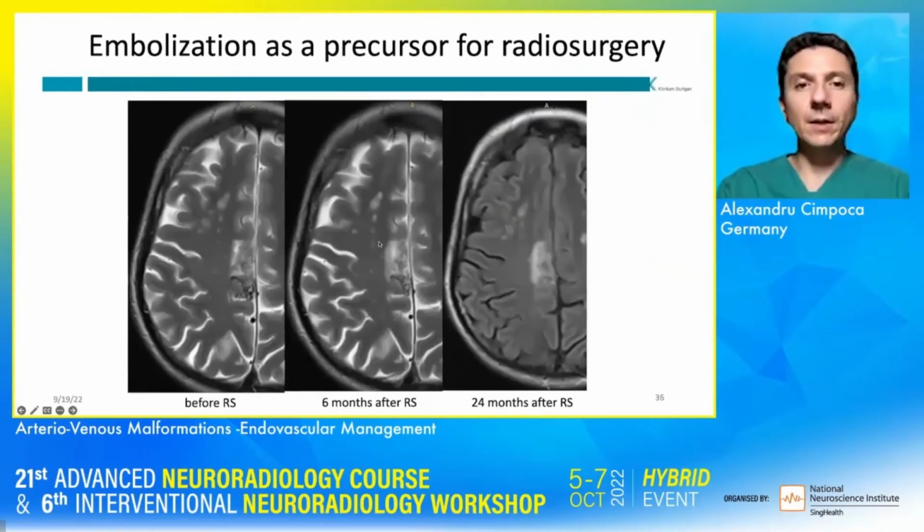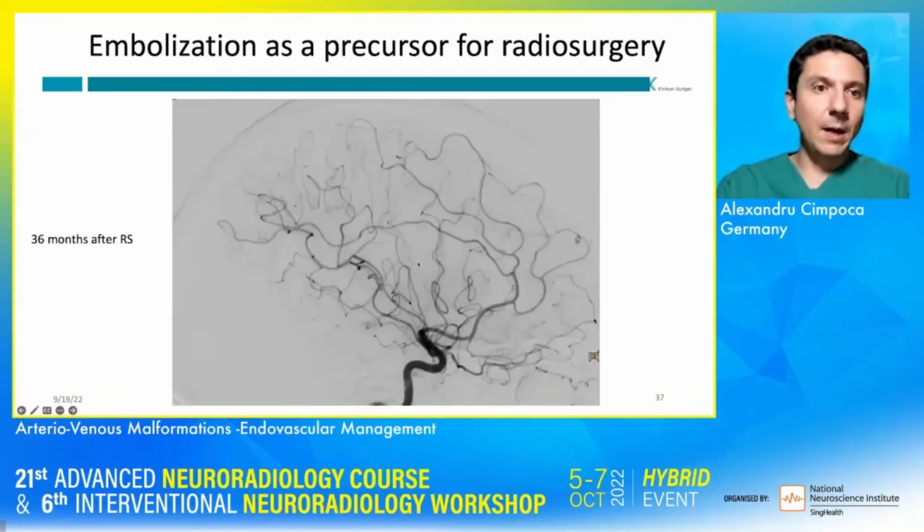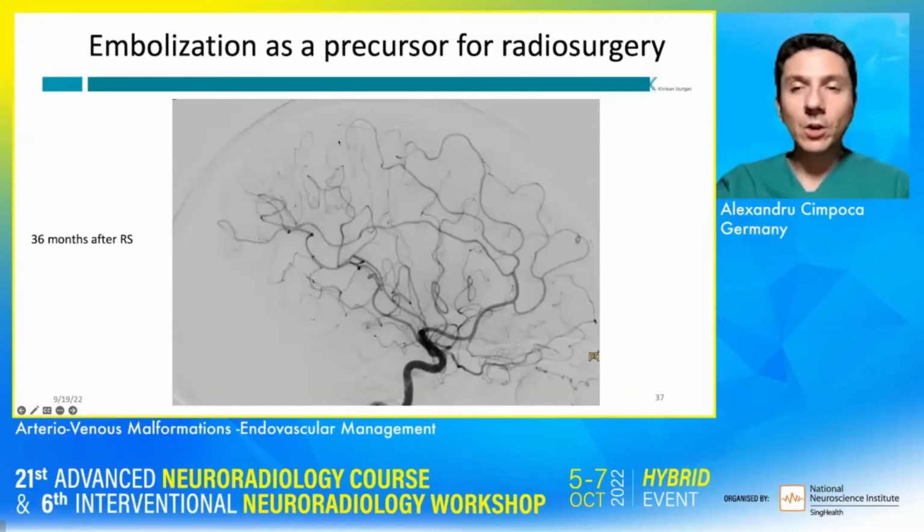6 months after radiosurgery, almost half of the AVM is obliterated. 24 months later, there is no AVM residual on the same spot. And 3 years later, the angiogram shows a complete obliteration of the AVM.